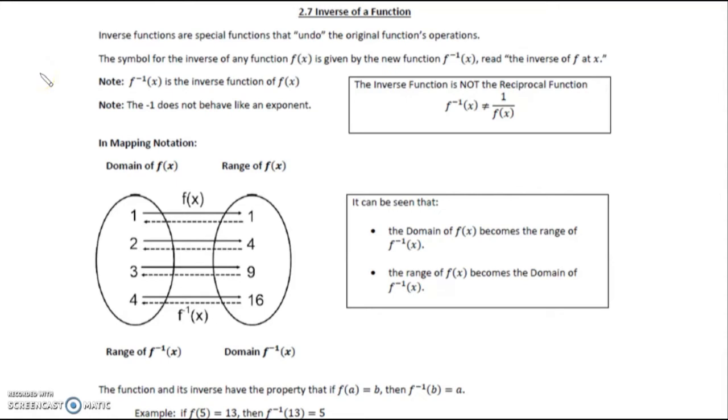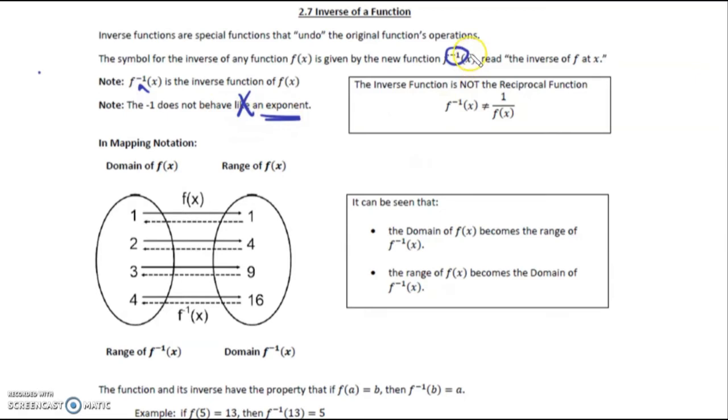Okay, 2.7, inverse of a function. Inverse functions are special functions that undo the original function's operations. The symbol for the inverse of a function looks kind of like an exponent, but it's read "f inverse at x." So f inverse is the inverse of f at x. It is not an exponent. It doesn't behave like an exponent, it's just notation.